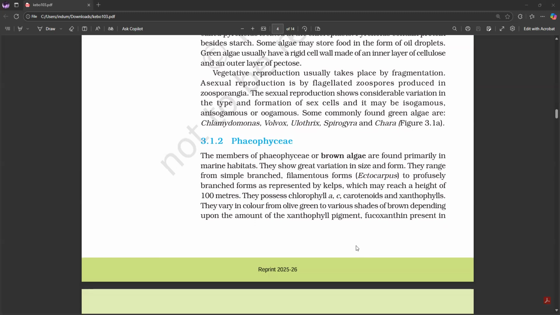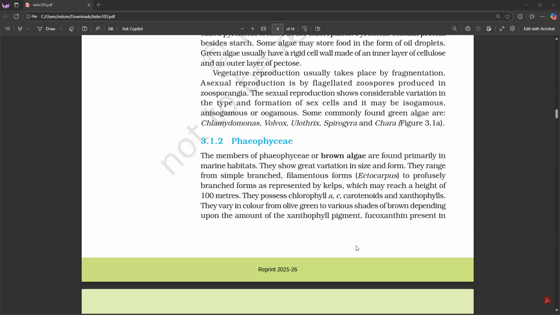The sexual reproduction shows considerable variation in the type and formation of sex cells, and it may be isogamous, anisogamous, or oogamous. Some commonly found green algae are Chlamydomonas, Volvox, Ulothrix, Spirogyra, and Chara. Figure 3.1a.